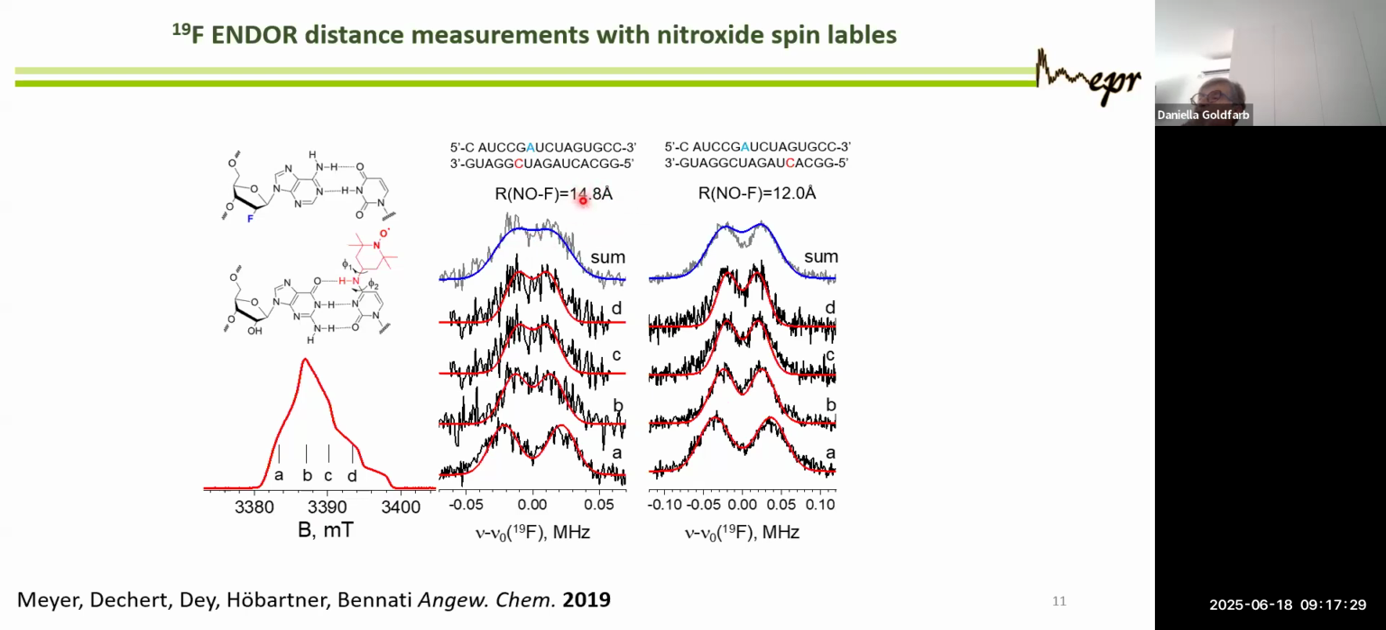And here she shows that she can measure up to 15 angstrom, and here 12 angstrom. But she needs to do all these measurements, right? And then by doing this analysis, you can get not only the distance, but also the orientation of the spin label in the molecule. This can be very important information if this is what you are looking for.